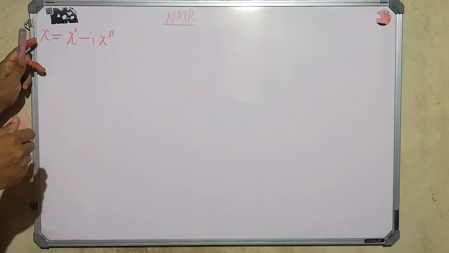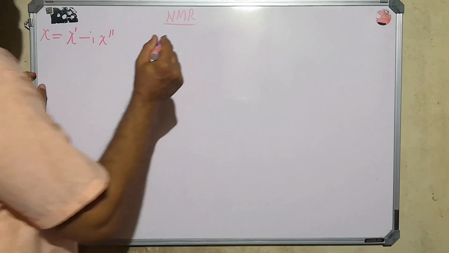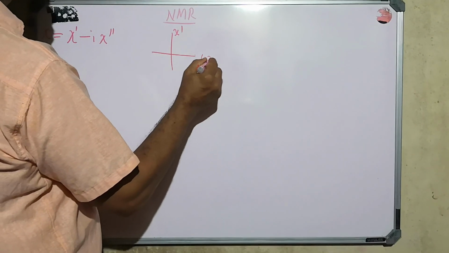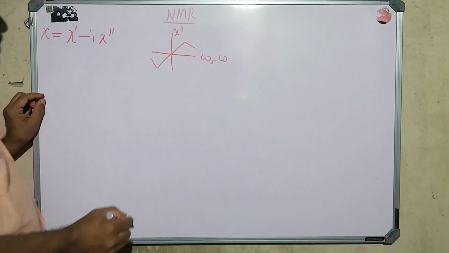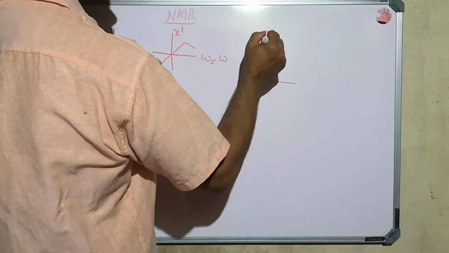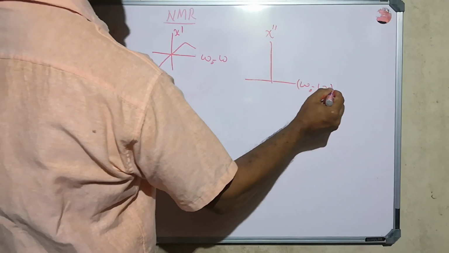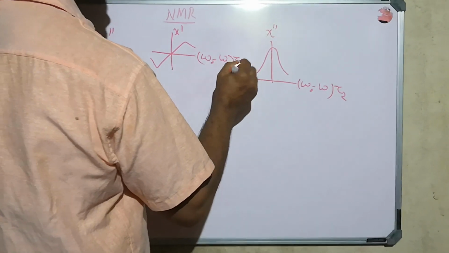That is, the actual susceptibility is the sum of real part and imaginary part. Then after Bloch theory, you have plotted the graph connecting chi dash versus omega naught minus omega. This is the shape of the graph you have obtained. Then you have plotted the graph chi double dash versus omega naught minus omega into tau 2. You are getting the graph of this kind.